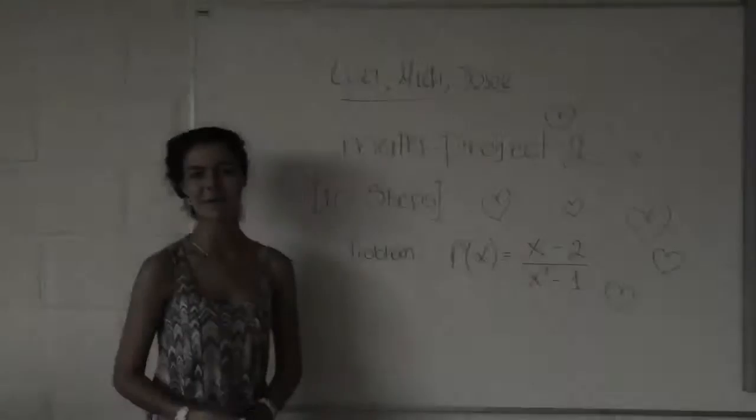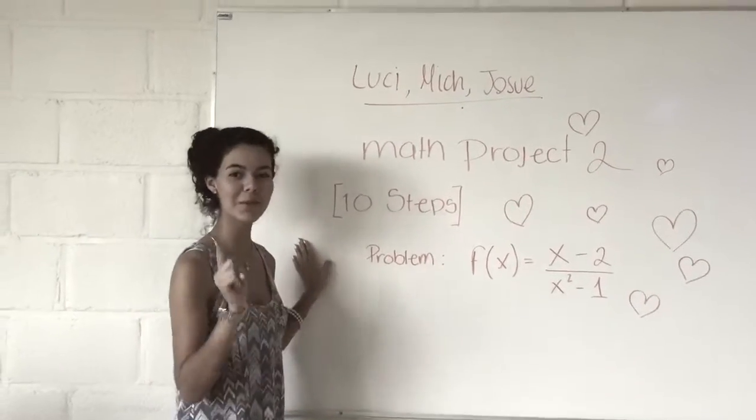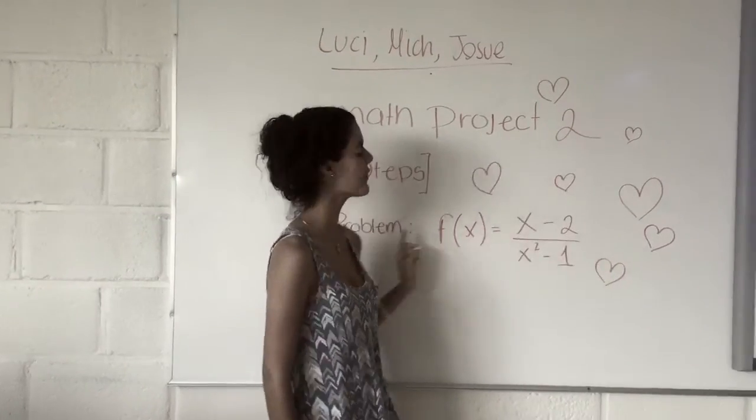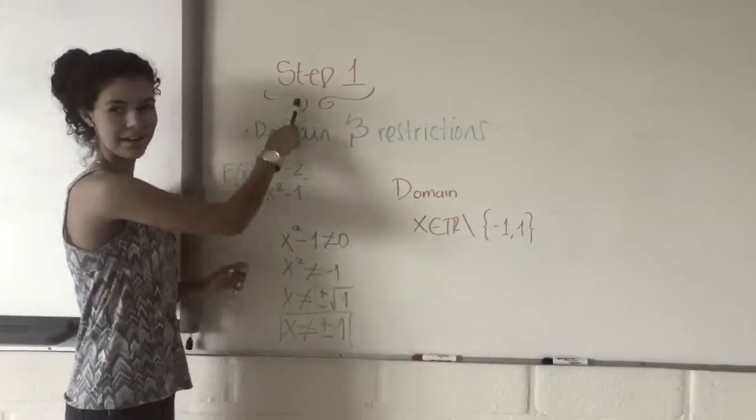They get goose. We're going to present to you 10 steps you need to know if you want to pass. Okay, so our problem says f(x) = (x squared) over (x minus 2) over (x squared minus 1). So, let's begin. Step 1, determine the domain.